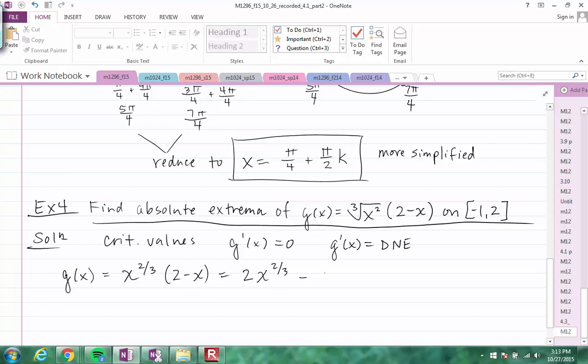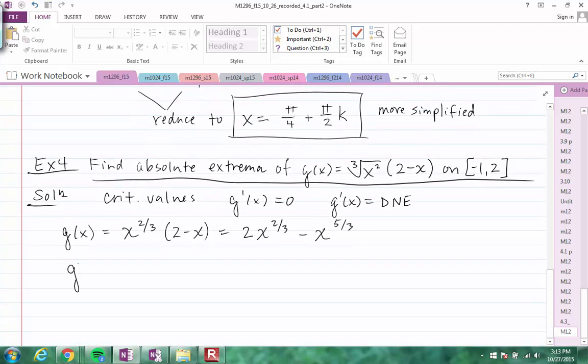So I'm just distributing the x to the 2/3. New power here, x to the 2/3 times x to the 1, add 2/3 plus 1, and we're going to get 5/3. And so now that derivative is easier to take. I have 2, constant multiple rule, times the derivative of x to the 2/3, so bring down the 2/3. X to the new power is -1/3, minus power rule for this one as well, 5/3 x to the 2/3.